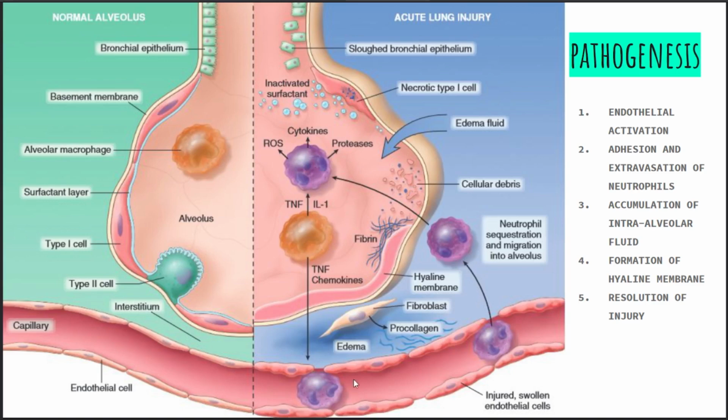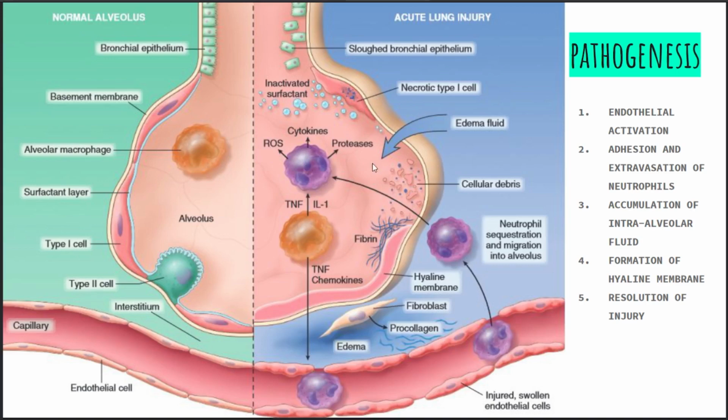Along with the neutrophils, due to extravasation, the fluid will also come out. That is the accumulation of intraalveolar fluid and interstitial fluid. This causes interstitial as well as intraalveolar edema. Now the inflammatory mediators that are released by the neutrophils will cause alveolar wall damage. That is the type 1 and type 2 cells will become damaged. So, as you see, these are the necrotic type 1 cells.